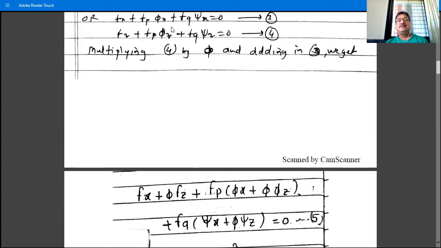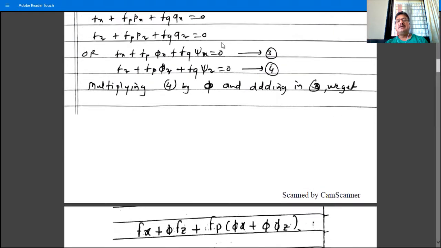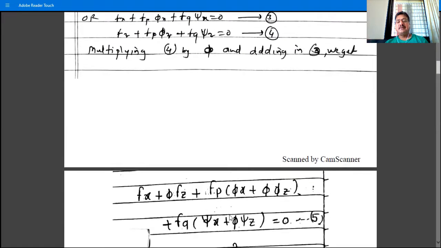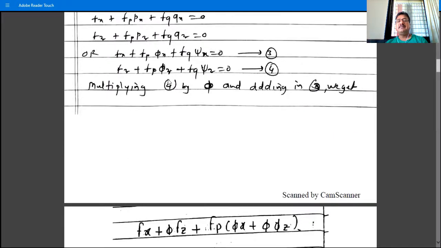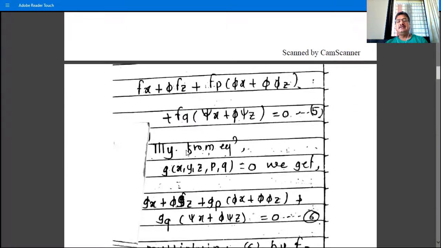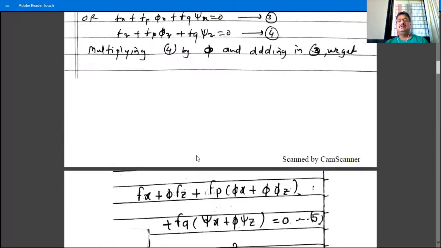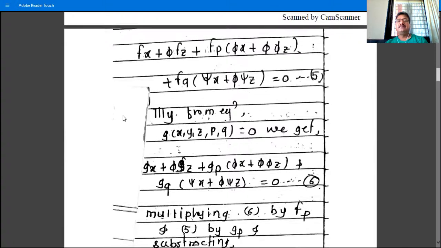Take fp as common. So we have phi x plus phi phi z, after addition, take fp as common, and then plus fq as common, so in the bracket psi x plus phi psi z, equal to 0. That is, multiplying equation 4 by phi and adding to equation number 3, we get this equation number 5.